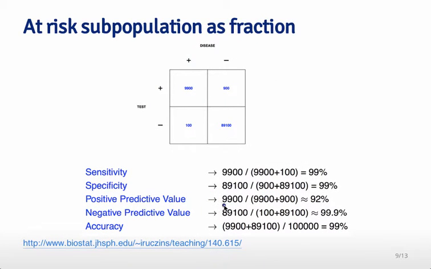In other words, 9,900 out of 9,900 plus 900, so that's this number in the top left-hand corner divided by this total row, is 92%, and so you have a high positive predictive value. What does this mean? If you're predicting a rare event, you have to be aware of how rare that event is. This goes back to the idea of knowing what population you're sampling from when you're building a predictive model.